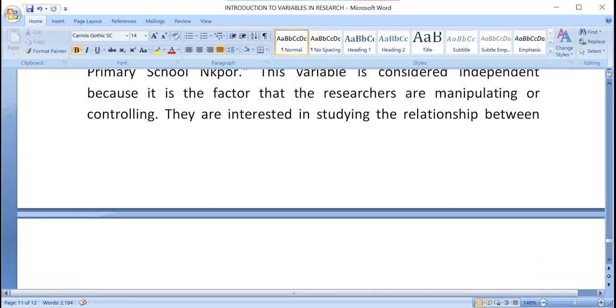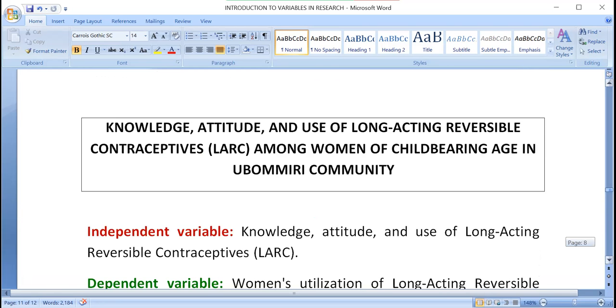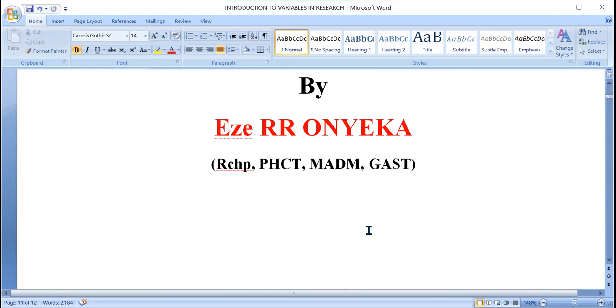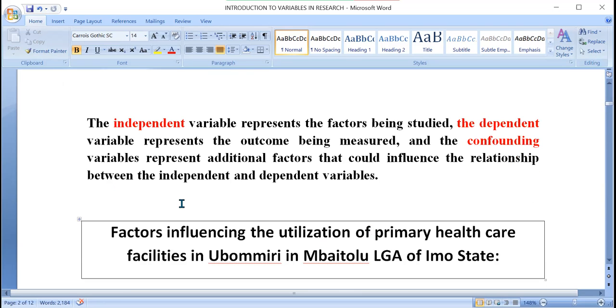So in a nutshell, we've been able to look at variables using different research topics. And in summary, the independent variable represents the factor being studied. The dependent variable represents the outcome being measured, which means the one you are studying, that is the one you are manipulating. And the one you are manipulating is the independent variable. Then the dependent variable is the one that is measured, that is the outcome.